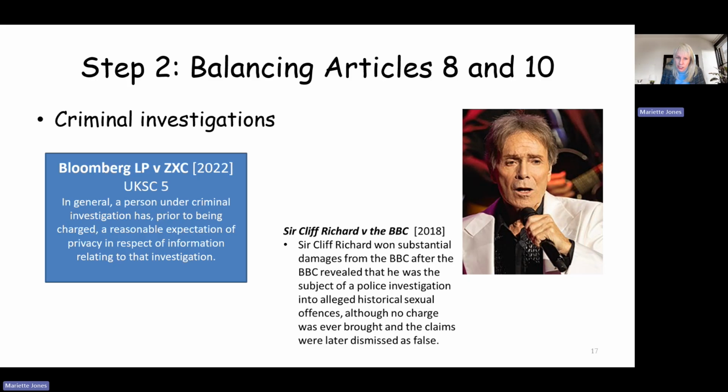In Sir Cliff Richard versus the BBC, the famous singer Sir Cliff Richard succeeded in his claim because the BBC named him during a police investigation. He was never subsequently arrested or charged, and the coverage was very sensationalist and intrusive. They even sent a helicopter to go and film his property. Naming him was not required to inform the public debate. However, once someone is actually charged with a crime, open court reporting usually overrides privacy.